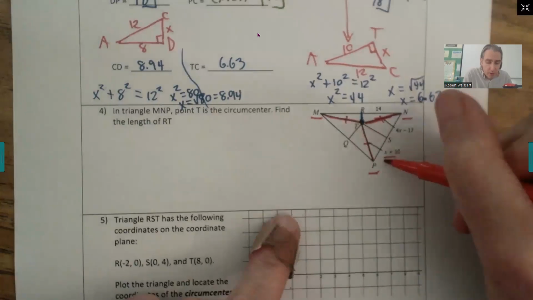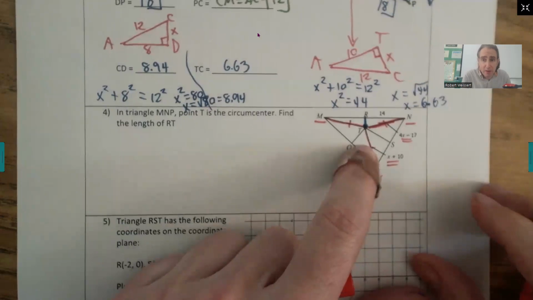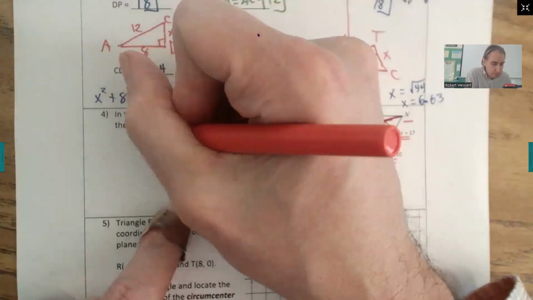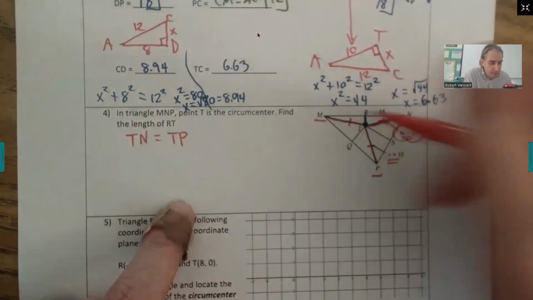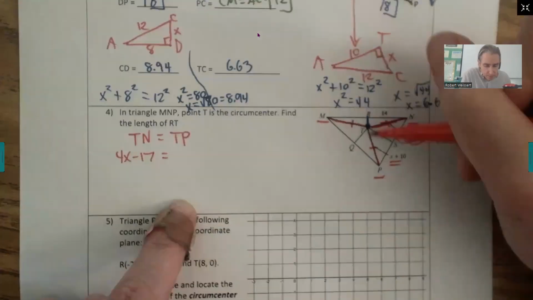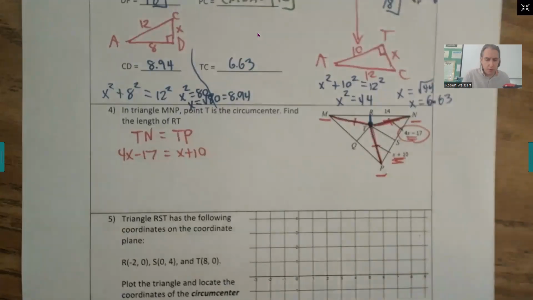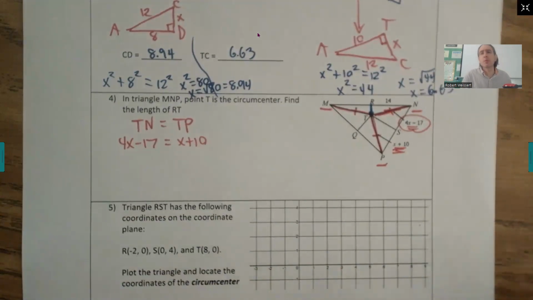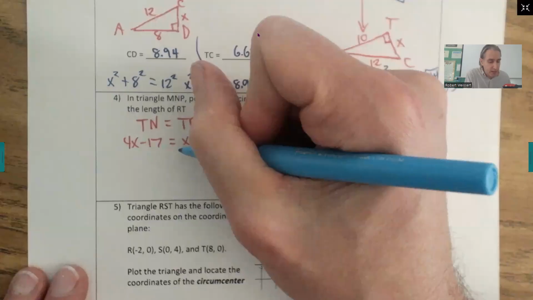Now, fortunately for us, we have an expression for two of those. So I can say TP and TN are equal to each other. Well, I have an expression for TN. TN is 4x minus 17. TP is x plus 10. We're going to solve that for x first. It doesn't say to solve for x, but we have to use that x value to get the other information in this problem. So I'm going to solve by subtracting x from both sides.